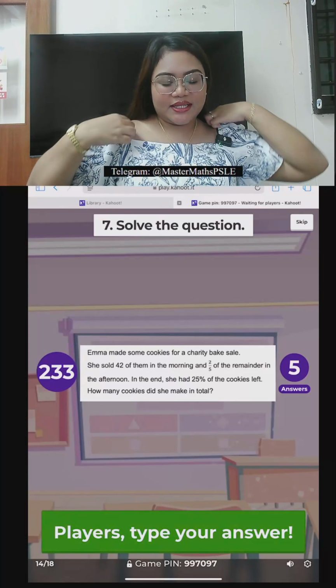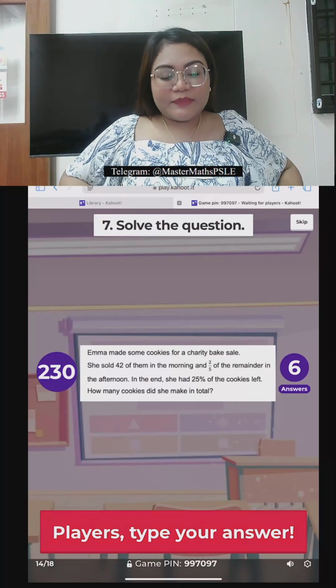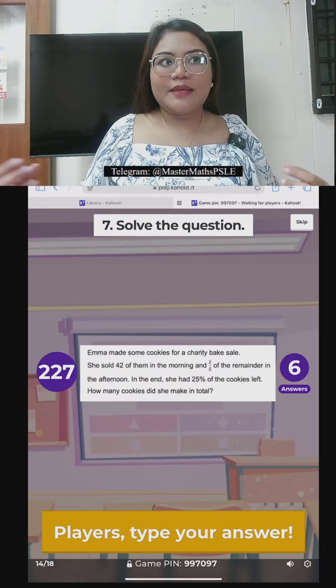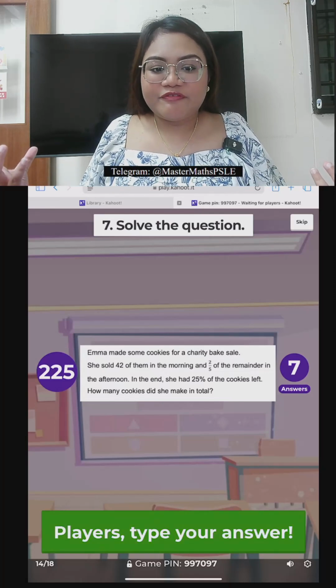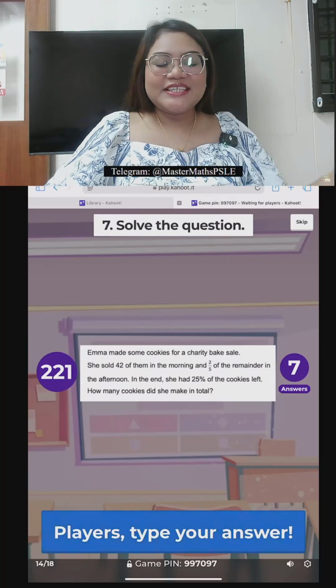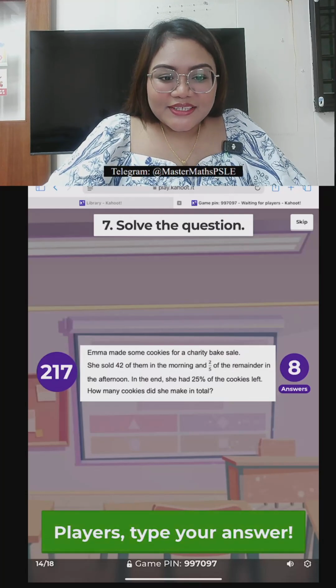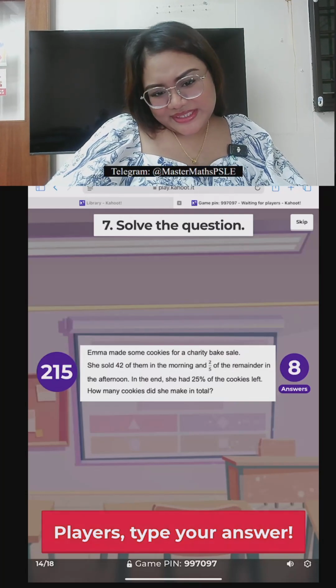The answer is a number of cookies that she baked. Is it a whole number? Yes. She cannot possibly bake 50 and a half cookies, right? So it must be a whole number. 46. Is it really 46?